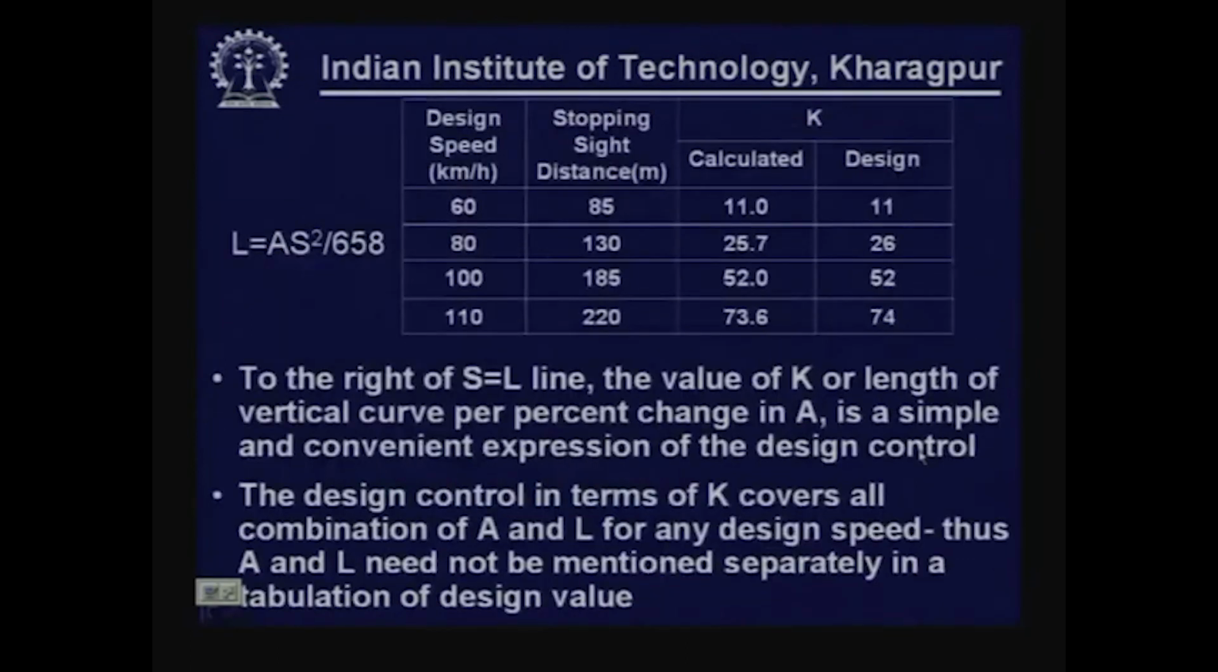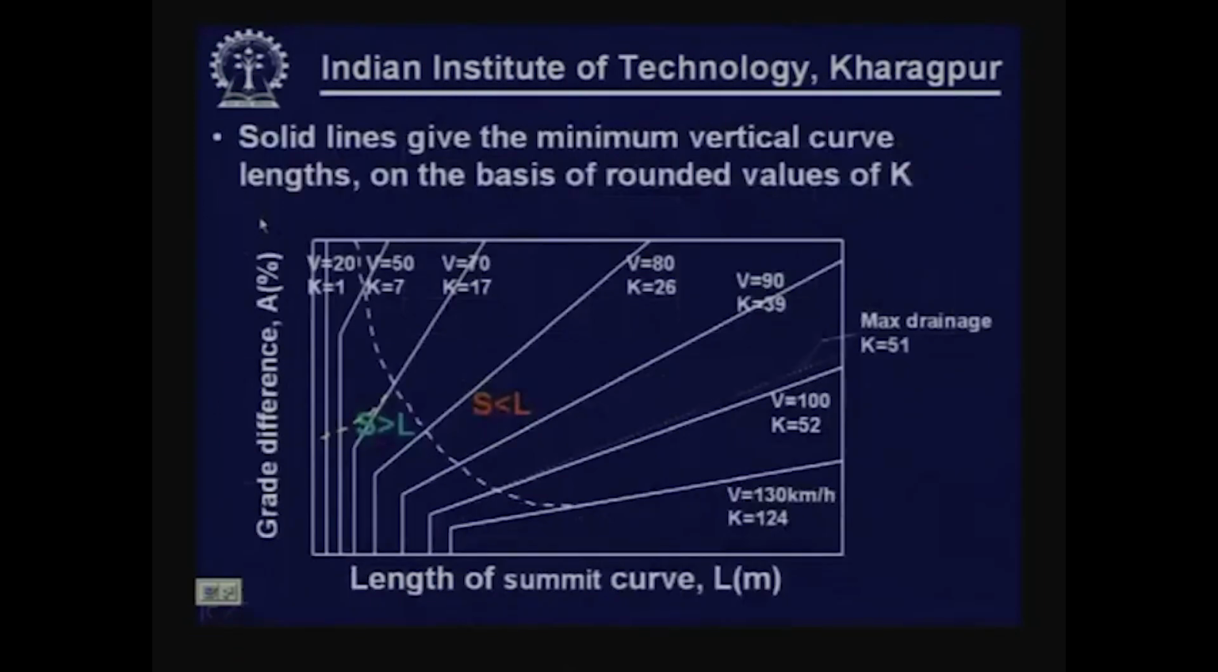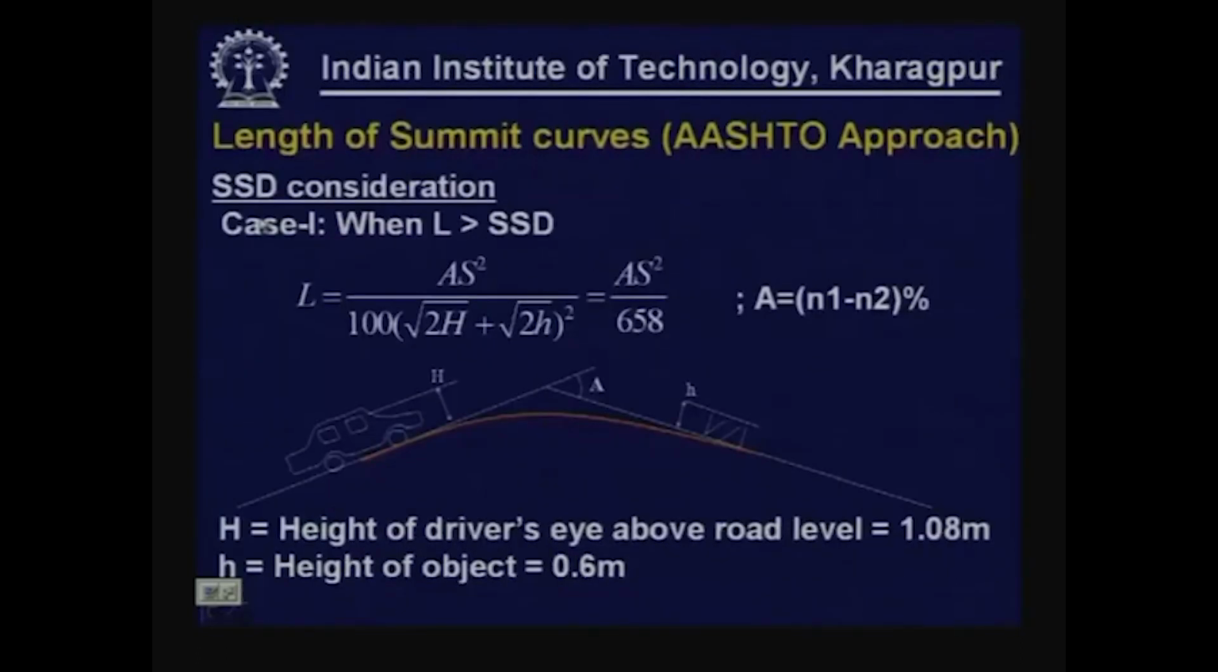Actually, we know this expression L equal to A square by 658. We have already discussed that. It is for stopping sight distance consideration, and when L is greater than stopping sight distance, in that case the length of the curve can be calculated by this simplified formula, A square by 658.